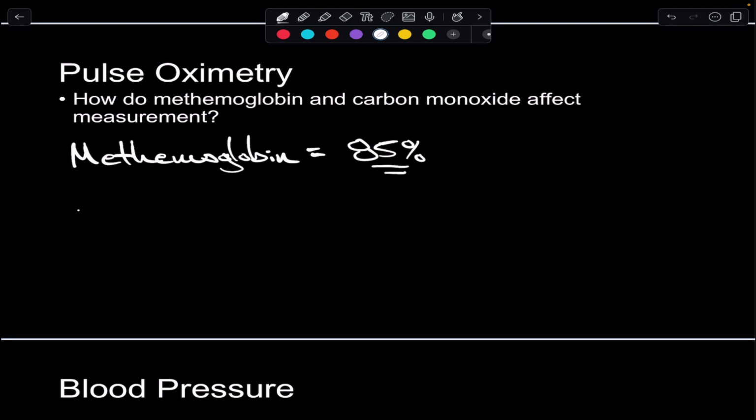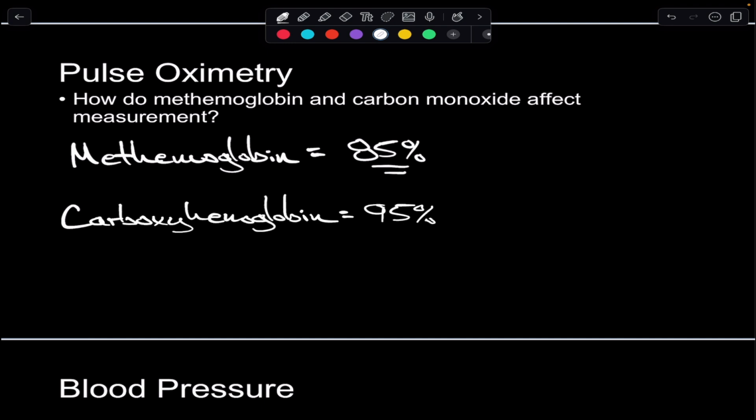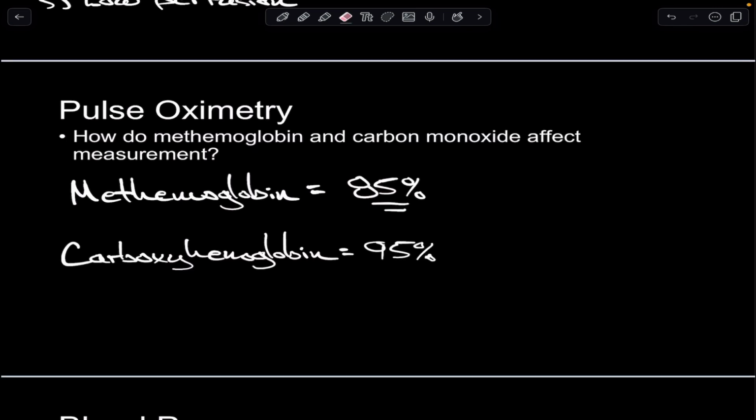And then carboxyhemoglobin causes a falsely high SpO2 reading, around 95%. So this is almost always going to be falsely high, and it can be caused by smoke inhalation or volatile anesthetic degradation. You treat it using 100% inspired O2 and then hyperbaric oxygenation if needed.